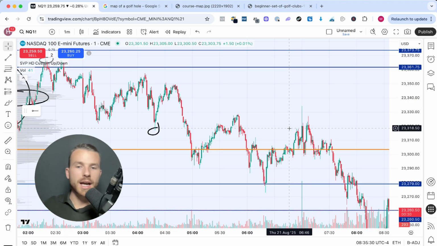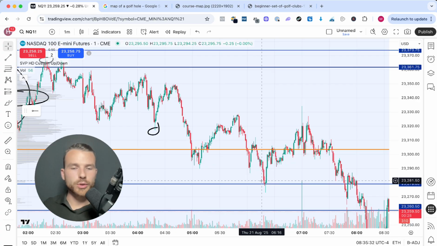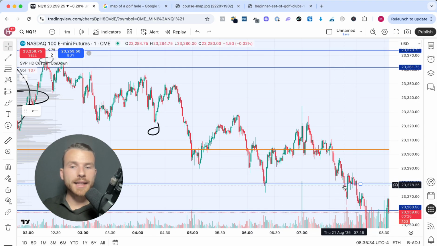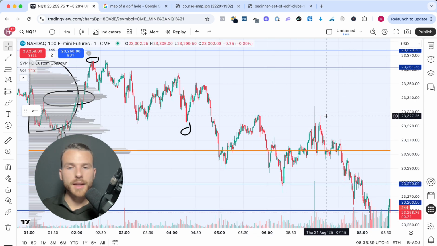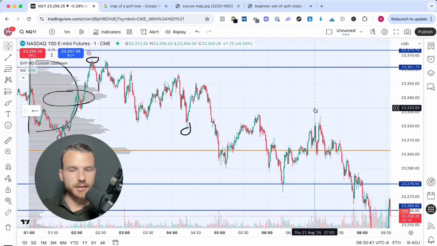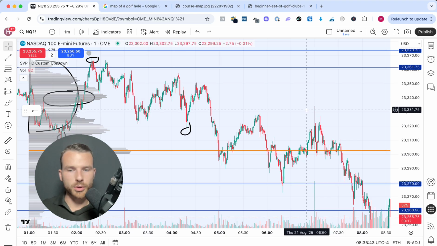I now know I only want to look for short entries. I only want to sell. I do not want to buy down here, most likely. I also don't want to buy down here, most likely. What I want to do is short here and short here. Very, very important.